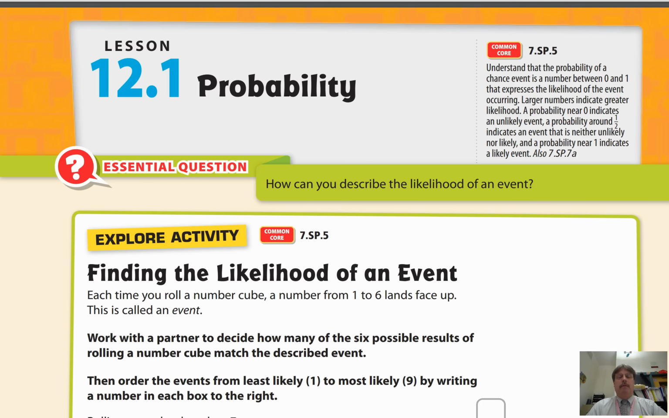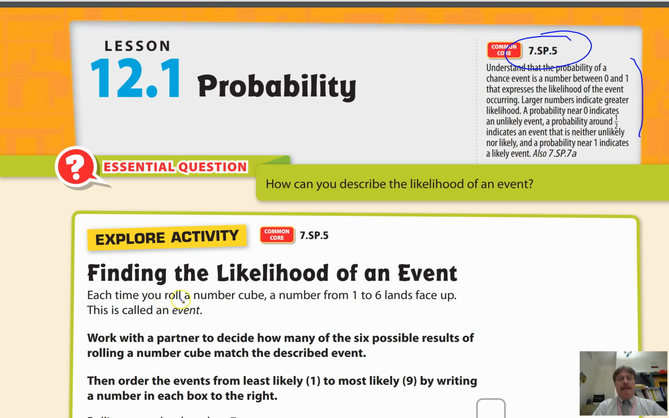In lesson 12.1, we're going to work on probability, and our standard is 7th grade statistics and probability, SP.5. We're going to be talking about the likelihood of an event. So, find the likelihood of an event.